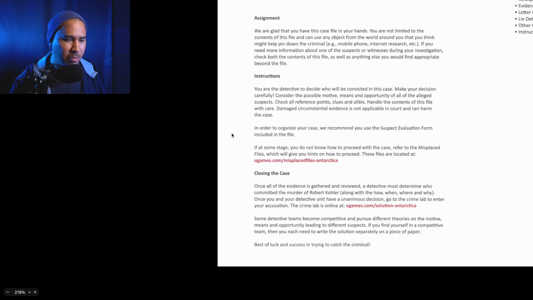Closing the case. Once all of the evidence is gathered and reviewed, the detective must determine who committed the murder of Robert Kohler, along with the how, when, where, and why. Is there one missing? What is missing? Once you and your detective unit have a unanimous decision, go to the crime lab to enter your accusation. All right, so it looks like we have to insert our answer on the website, or maybe this is just to check the solution.